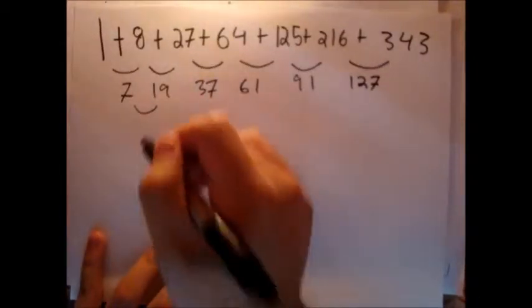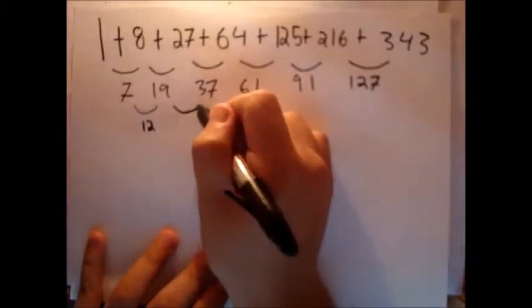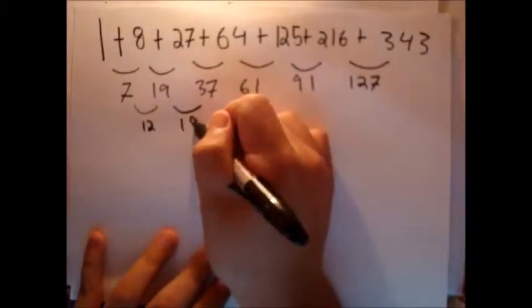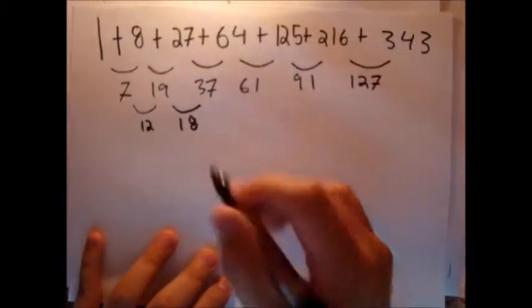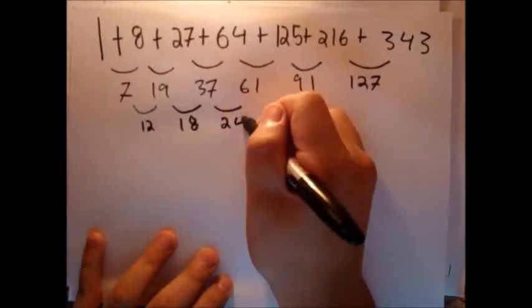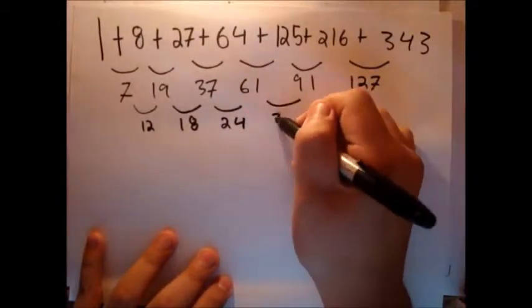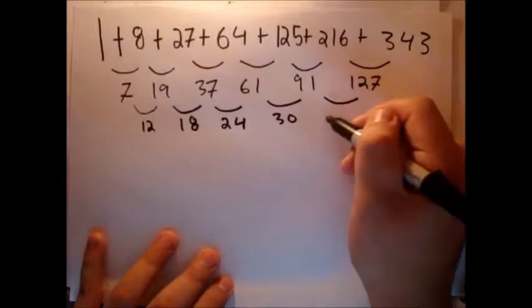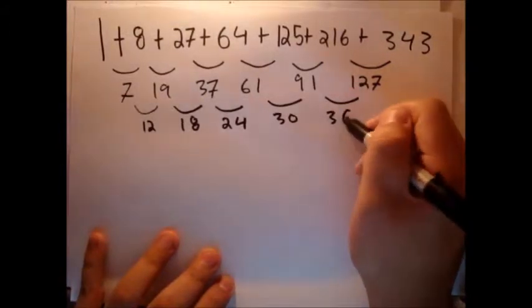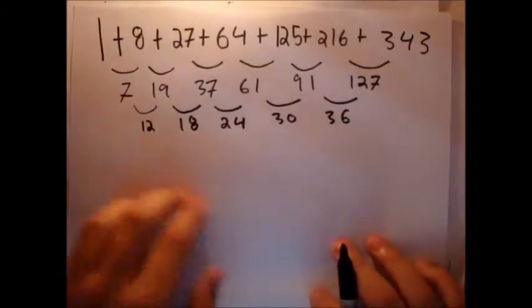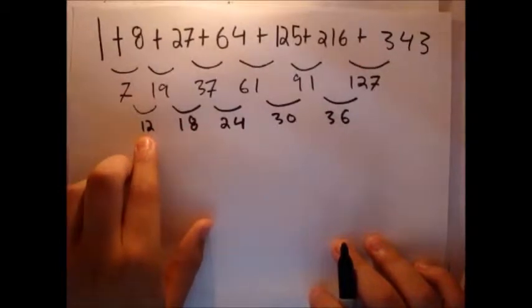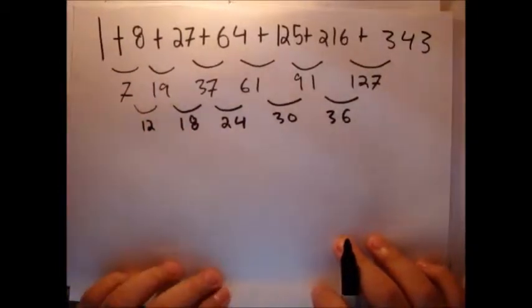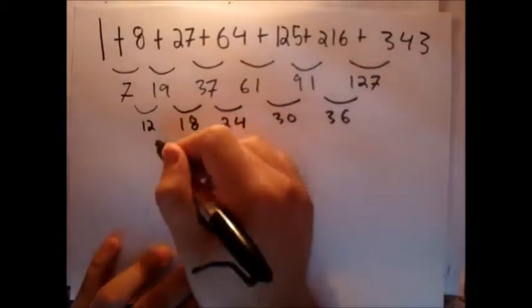So 19 minus 7 is 12. 37 minus 19 is 18. 61 minus 37 is 24. 91 minus 61 is 30. And 127 minus 91 is 36. Now, you can see that this looks like an arithmetic sequence. Indeed it is. Well, let's try to find the difference of the arithmetic sequence.